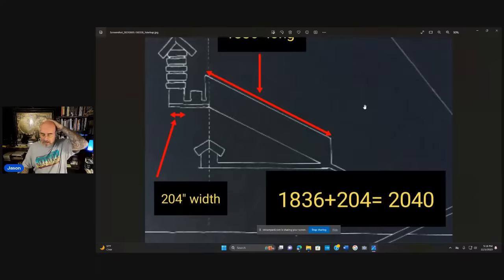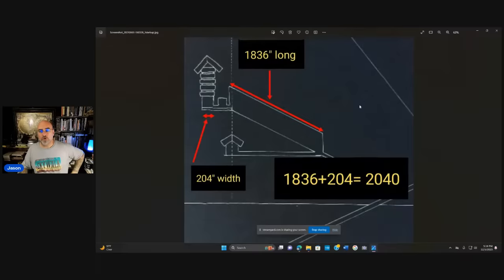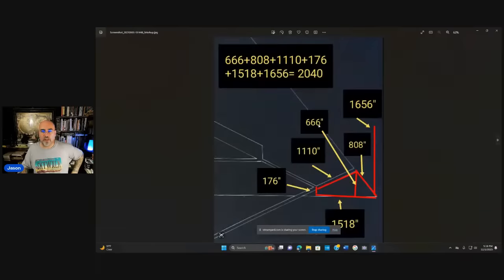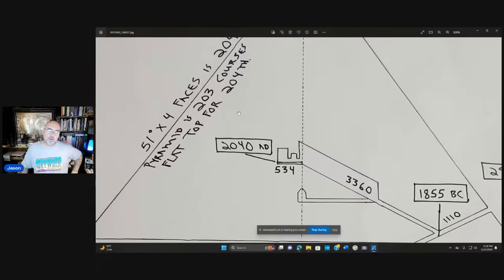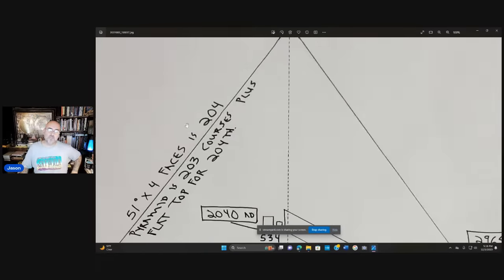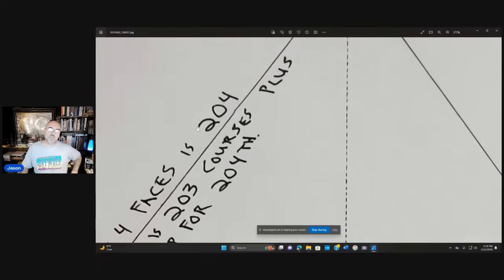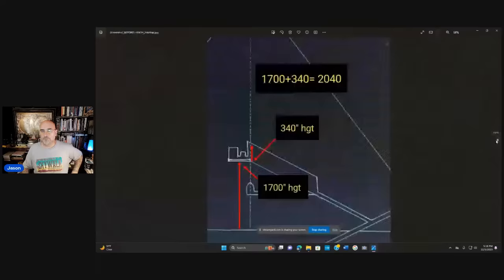The pyramid identifies the number 10, or the tetractys. So if you take the 51-degree angle of the Great Pyramid, let me go back to the 51 degrees. I think I had it. Yeah. You see this 51 degrees? 51 degrees times four faces is 204. But 204 times the tetractys, which is the symbol for the number 10, gives you 2040.